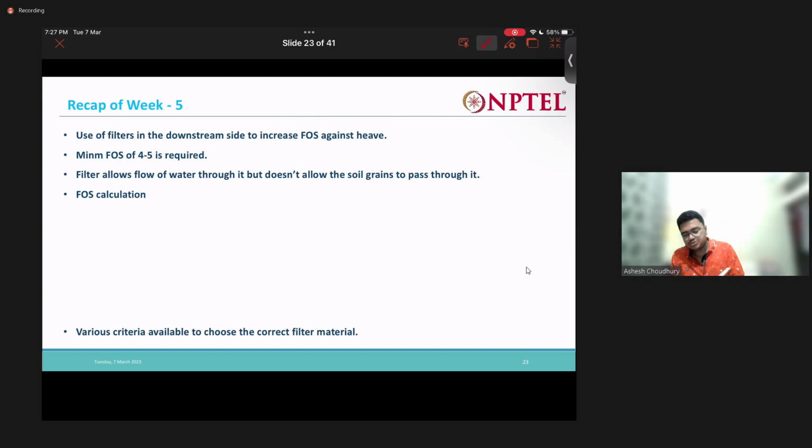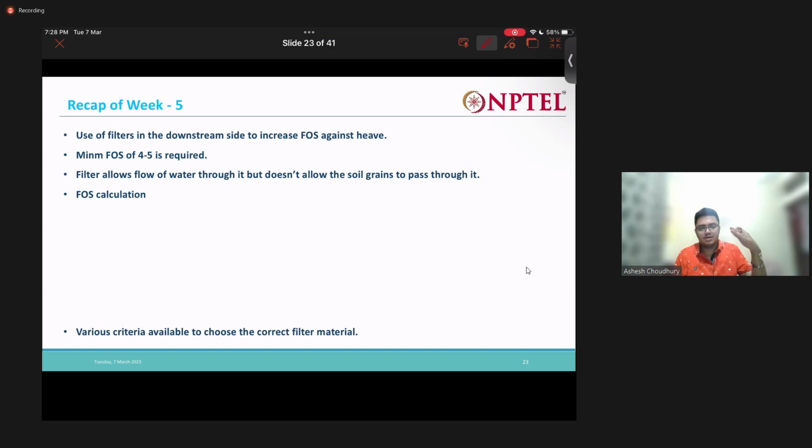Now filters are used on the downstream side to increase the factor of safety, as we discussed. The filter allows water to pass but does not allow the soil to pass. If you don't have the filter, the soil will also get eroded along with the pressure of the water, and this will cause heave of the soil.